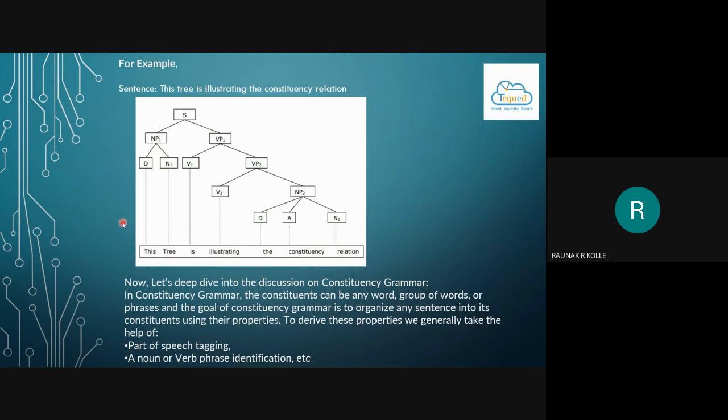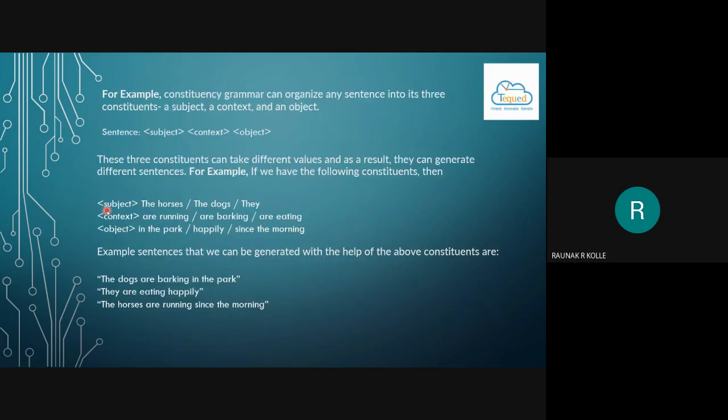V stands for the verb, where is, illustrating, and so on are verbs. For example, a constituency grammar can organize any sentence into its three constituents: a subject, a context, and an object. So sentences consist of three constituents: subject, context, and an object. These three constituents can take different values, and as a result, they can generate different sentences.